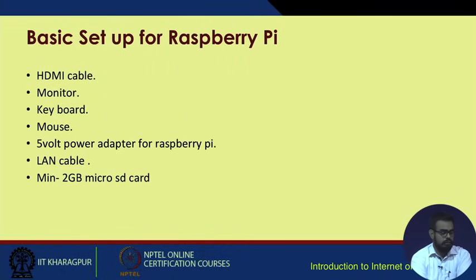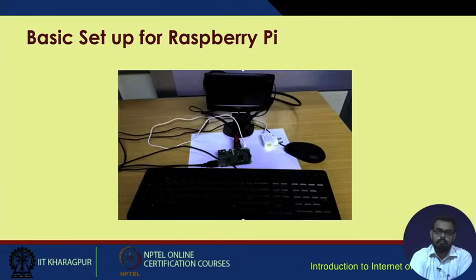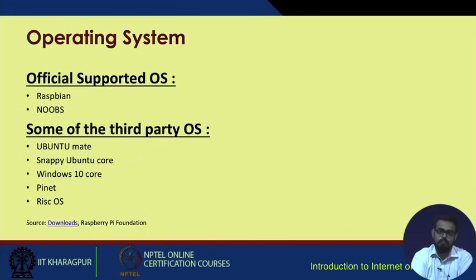For the basic setup of this Raspberry Pi, you will require a few components. First and foremost, when you are setting up the Raspberry Pi for the very first time, you will require an external monitor. You will require an HDMI cable to connect the monitor and the Raspberry Pi. You will require a keyboard and mouse, a basic 5-volt adapter to power up the Pi, a LAN cable, and your memory card, which will include the operating system on it. We'll come to the setup a bit later. I'll give a demonstration of how to set up the whole system.